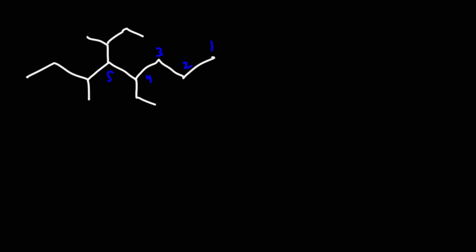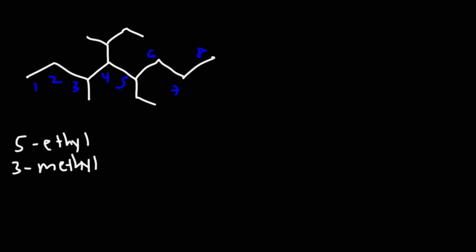Actually, no, this will give us 4, 6, so that's not going to work. It has to be left to right. It's better to have 3, 4, 5 instead of 4, 5, 6. So now let's name it. We have an ethyl on 5. We have a methyl on 3.